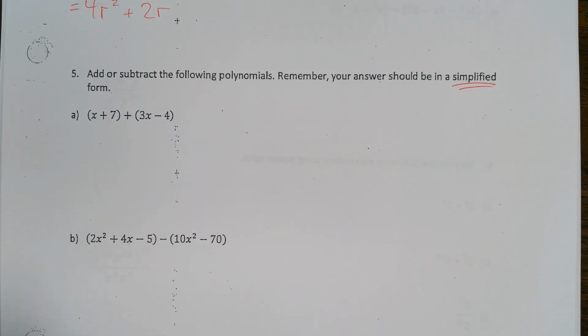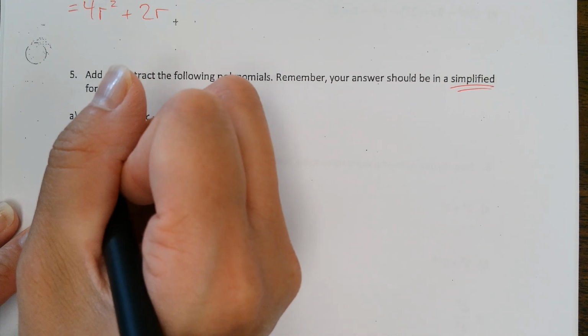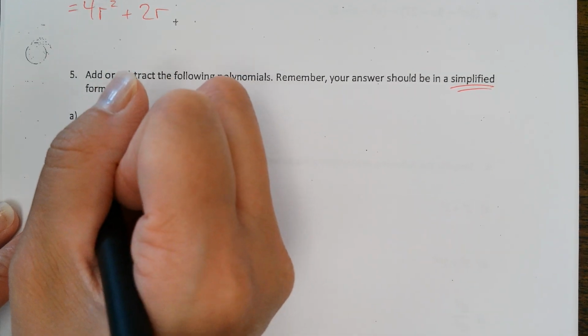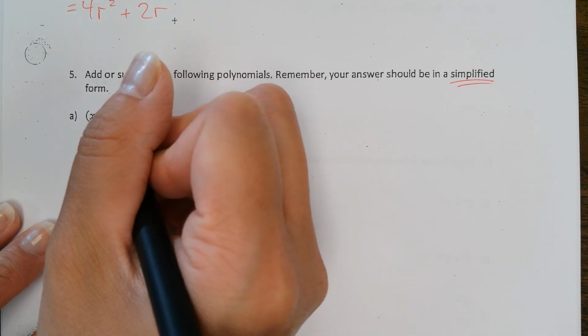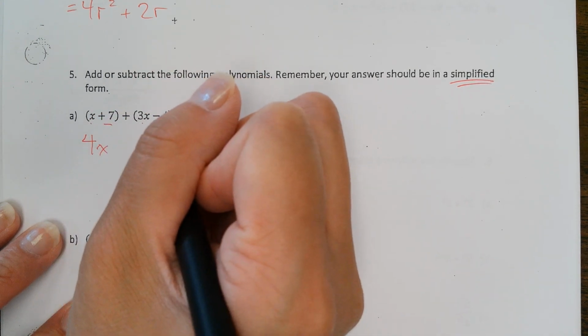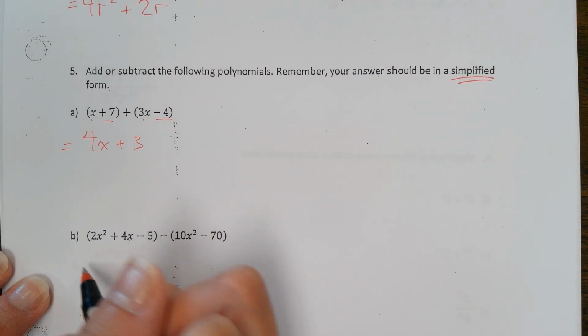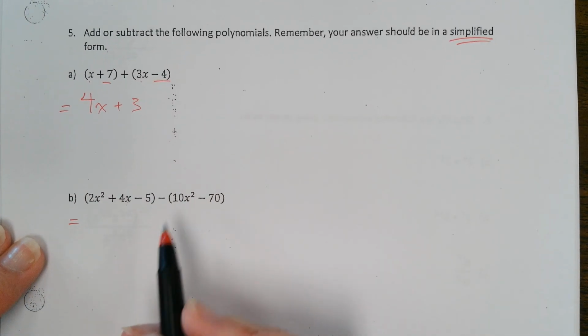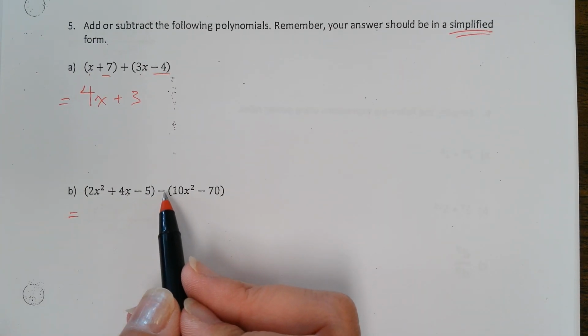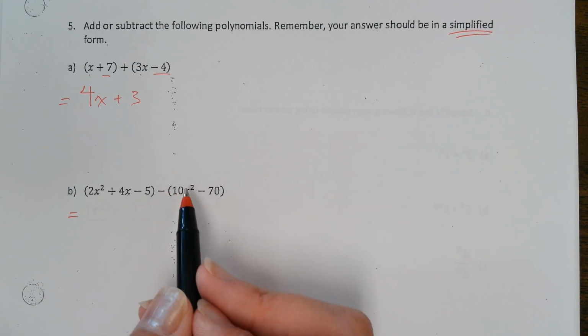So like group all the like terms together. So this and this can go together. So you have 4x. And then this and this goes together. So you have plus 3. Done. Okay. Which way do you guys like more? To multiply everything by negative 1 or change the sign in the second bracket?